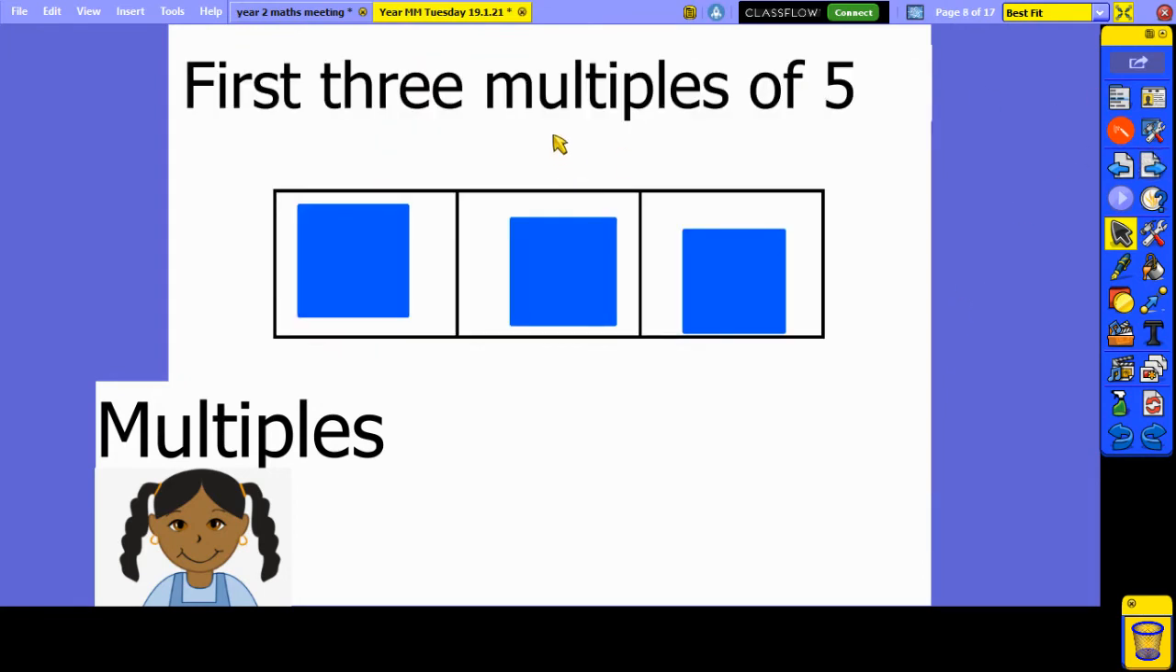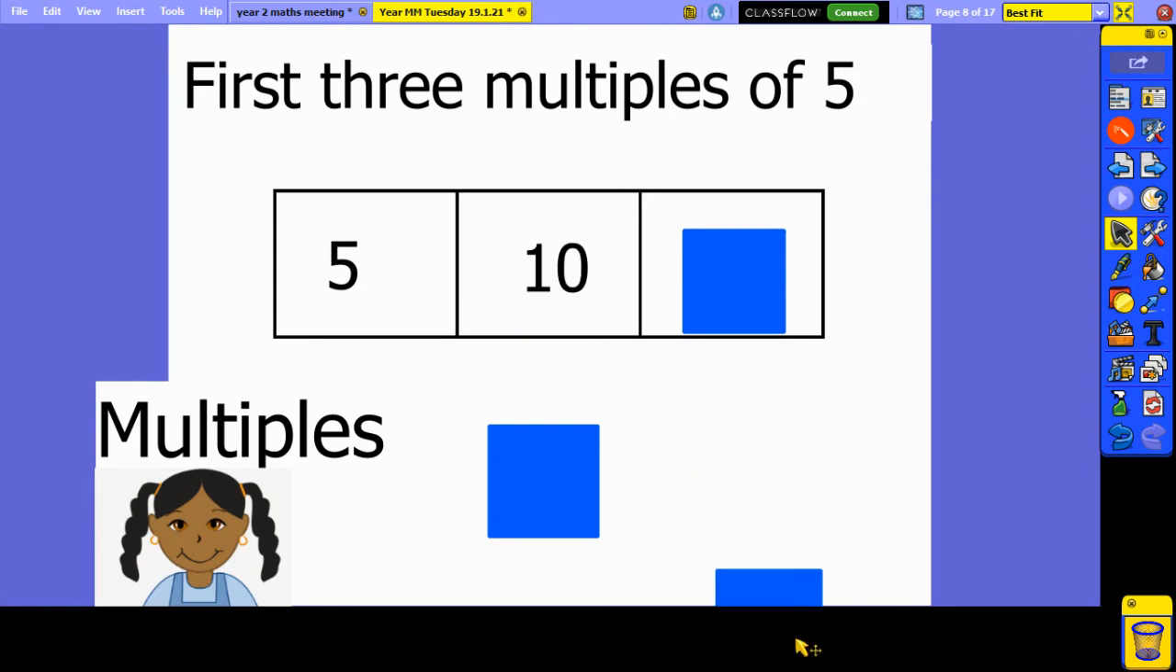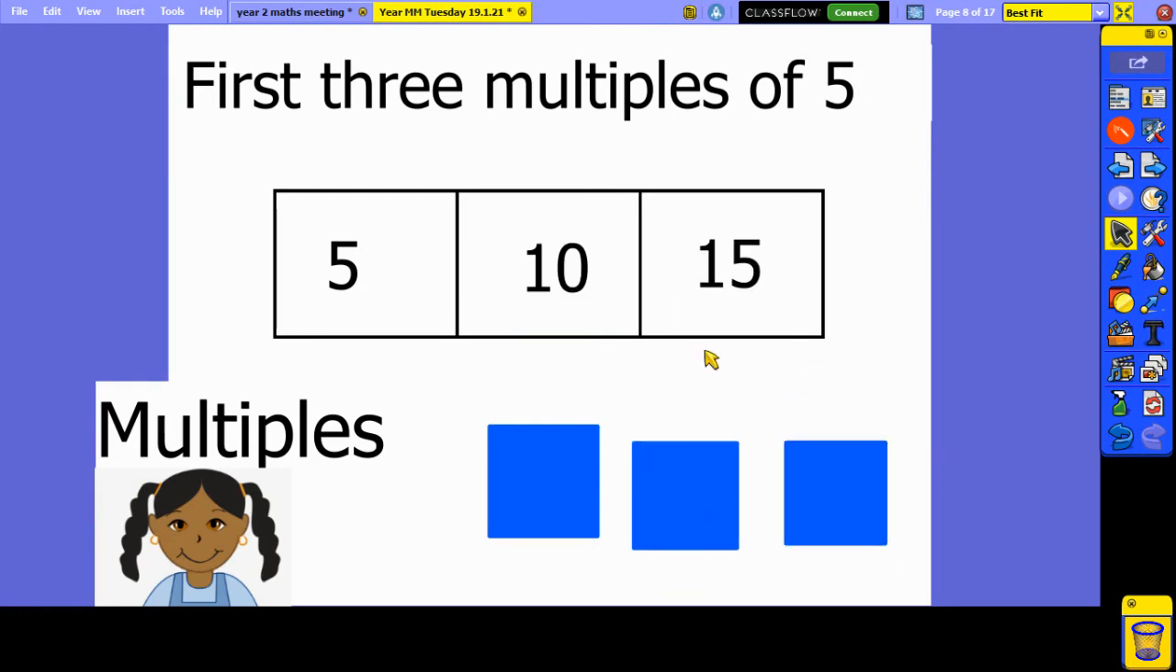Please can you write down for me the first 3 multiples of 5? You just counted in multiples of 5. Write down the first 3. Pause the video to give yourself some time. The first 3 multiples of 5 are 5, 10, and 15. Tick or fix your answer.